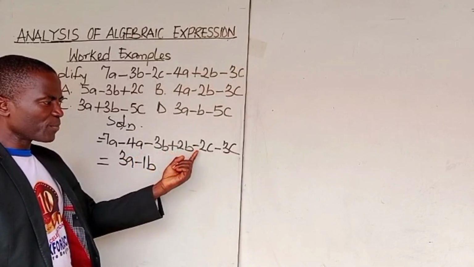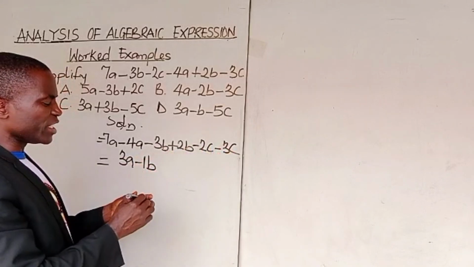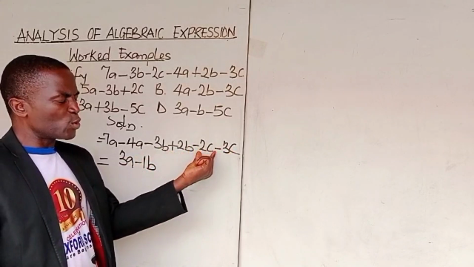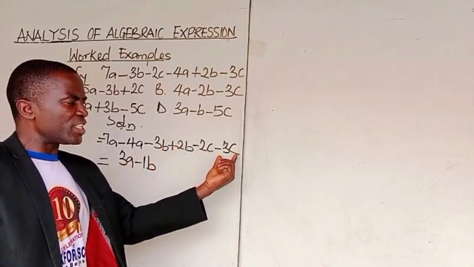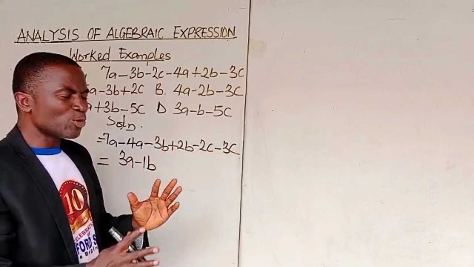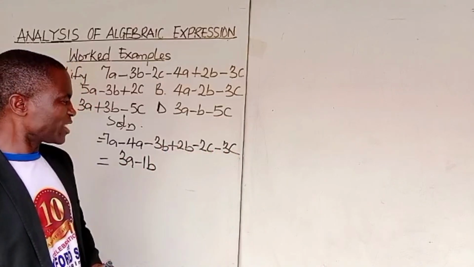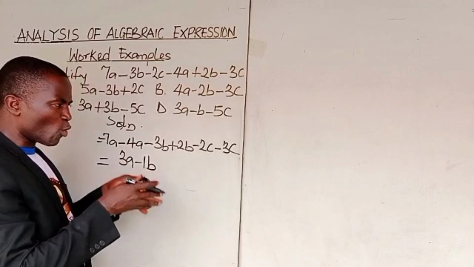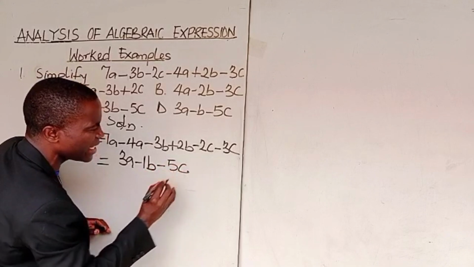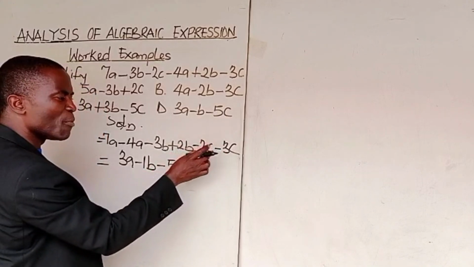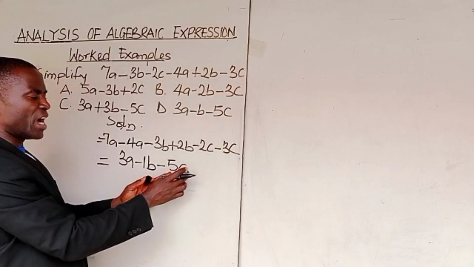Then we proceed. Here we have minus 2c minus 3c. This one implies that you are owing 2c, you are still owing another person entirely 3c, and the situation is so bad that you don't even have any amount of money to pay. So what happened? Your debt will be documented down to be minus 5c. That shows the amount of money you are owing the first person and the second person amount to minus 5c.